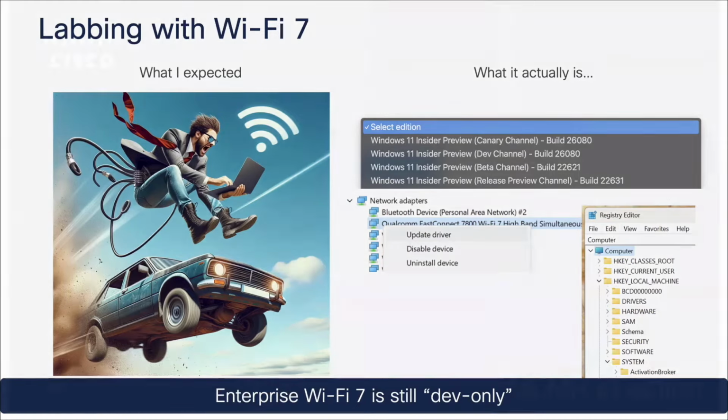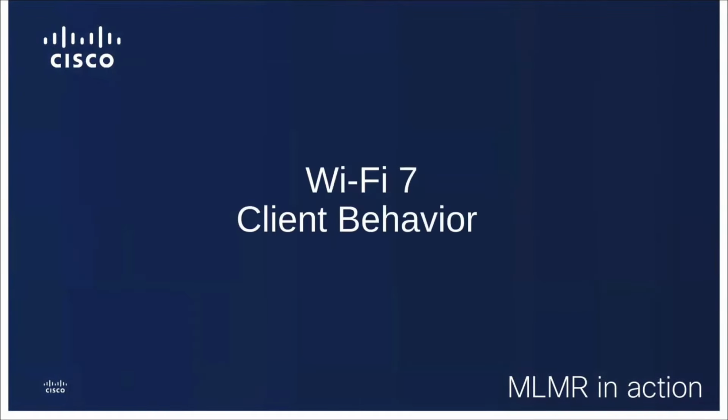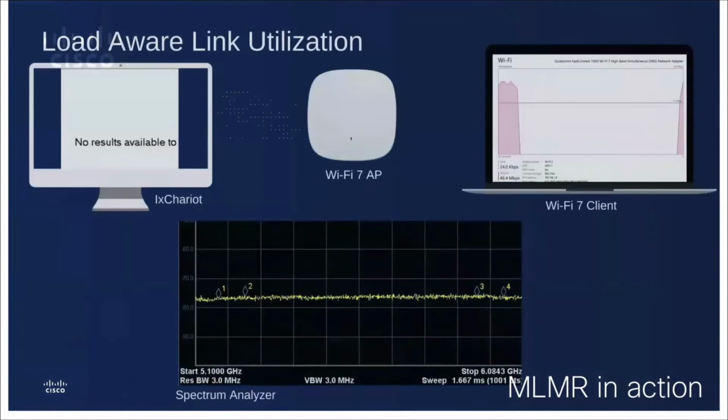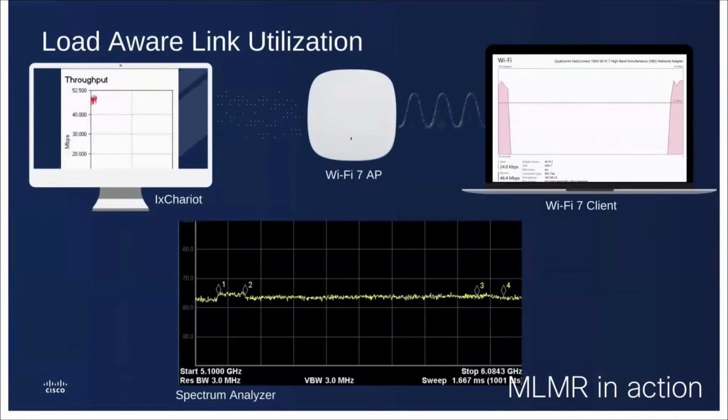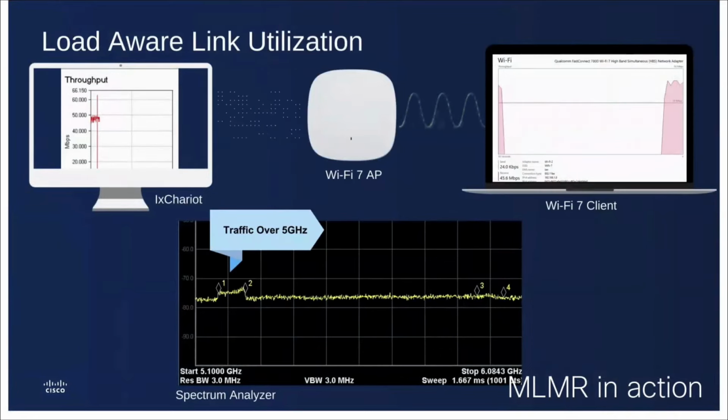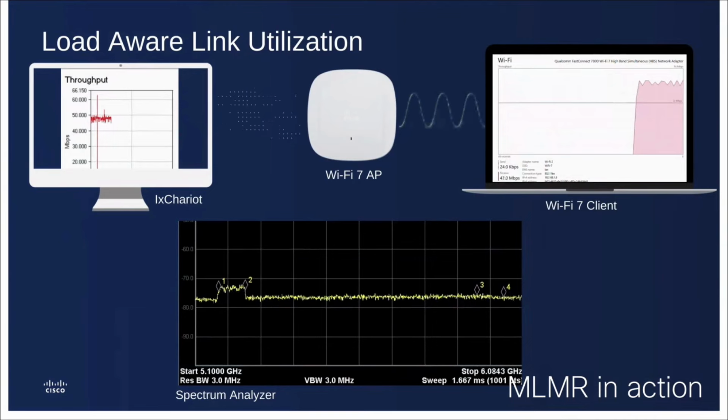Okie dokie. But I just kind of wanted to show you something cool here. So what does MLMR actually look like in action? This is multi-link, multi-radio. And what you see here on the top left is we're pumping, I think, a measly 50 meg throughput. And down here on the spectrum analyzer, you'll see, yes, we're seeing traffic in 5 gig. Again, this is a device that is capable of 5 and 6 at the same time. There is no 6 right now.